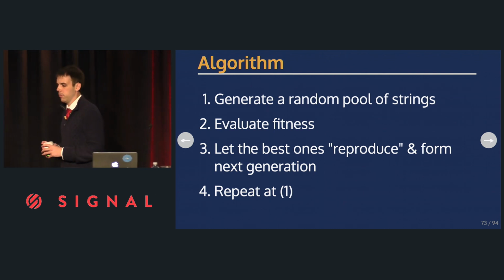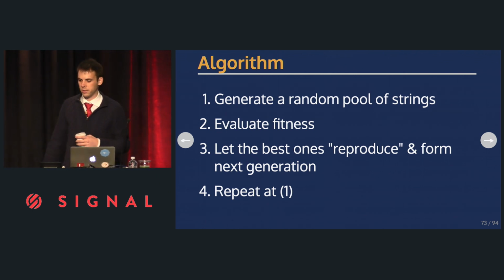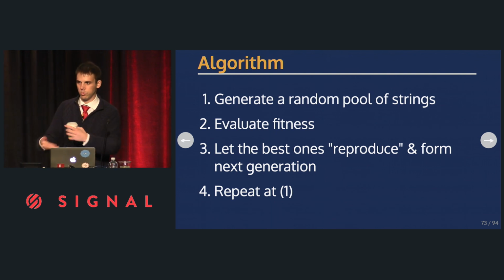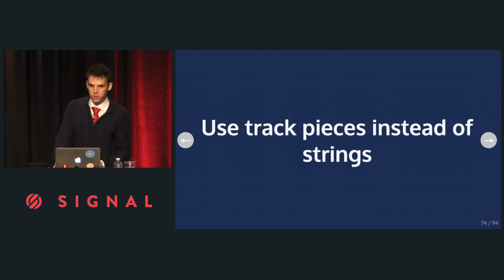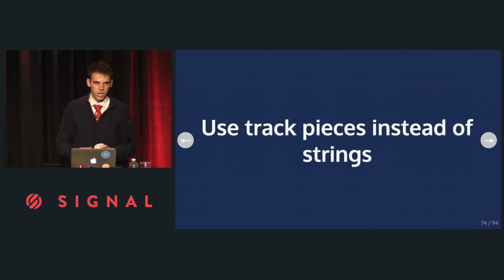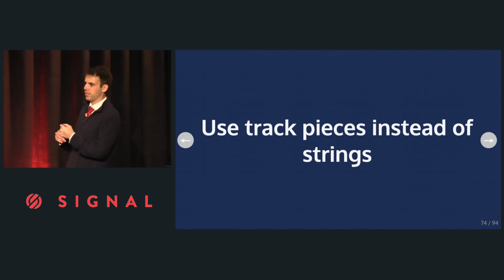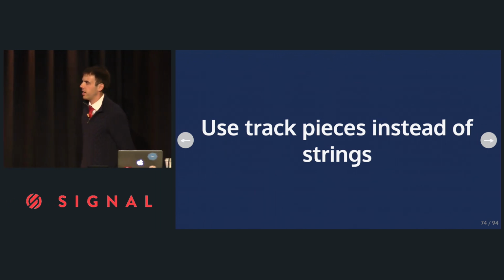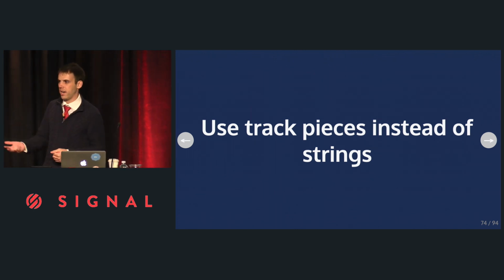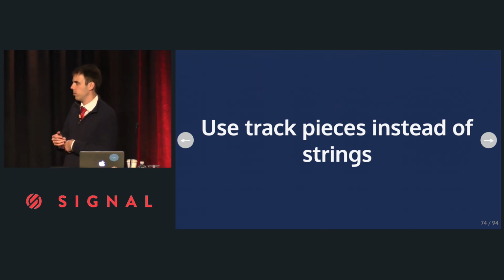So we generate a random pool of strings. We evaluate fitness. We let the best ones, quote unquote, reproduce and form the next generation of strings. And then we repeat, right? And then hopefully we get to where we're trying to go, or we get good enough solutions. For Roller Coaster Tycoon, we use track pieces instead of strings. The track piece was the base unit. And there's another consideration here, which is, do you want to have the track pieces be contiguous? If you have a sharp down piece, you can't have a sharp up piece. They're just not going to fit together. I chose to make them contiguous, so you couldn't generate a track that had these discontinuities in it, instead of randomly mutating track pieces and seeing what could come up.